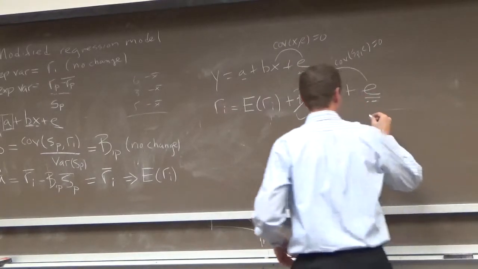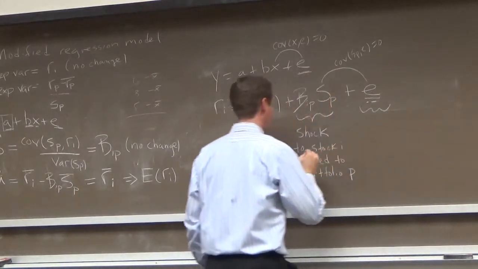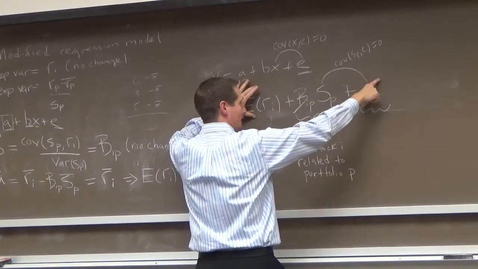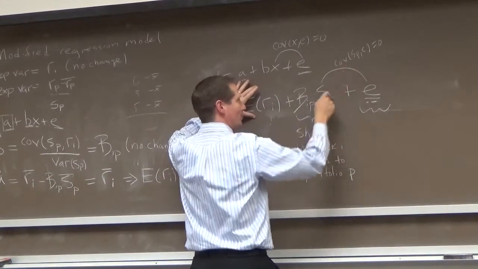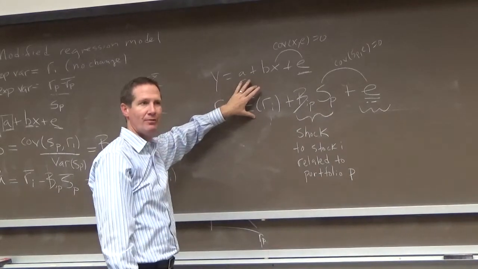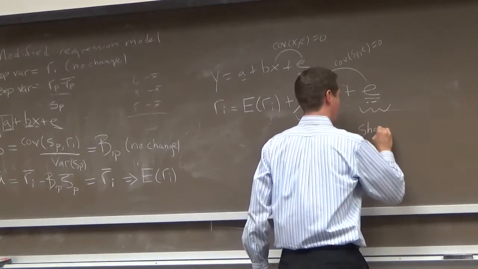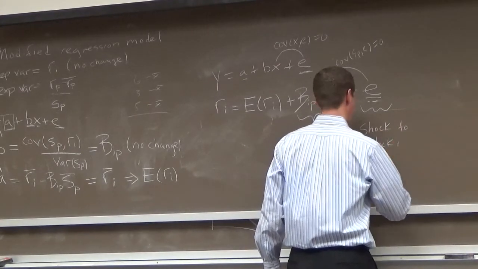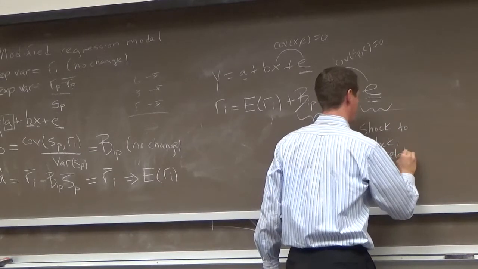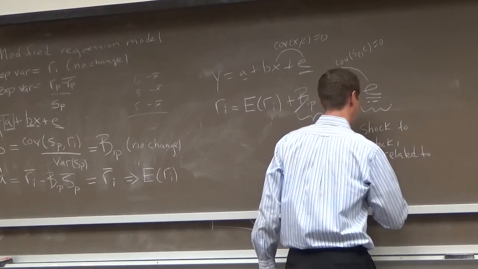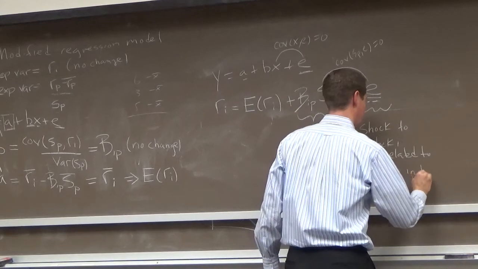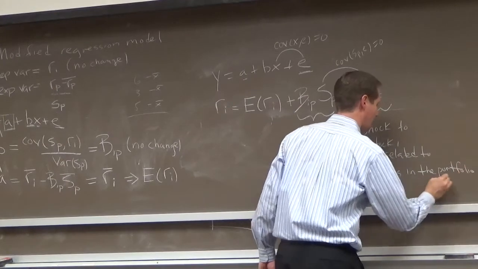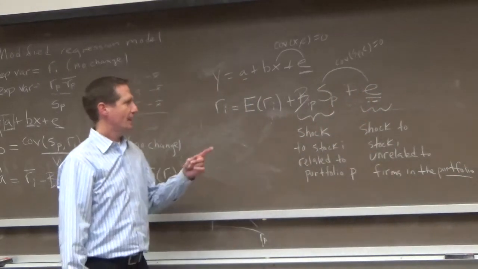So then we think, well, it's some shock, something extra that we got that month we didn't expect, okay? But it is unrelated to what happened to the portfolio of firms. This is a shock to stock I that is unrelated to the firms in the portfolio. Okay? Let's give you an example.